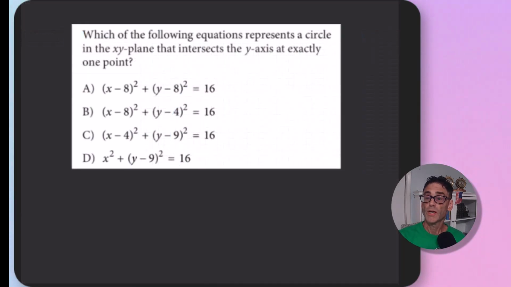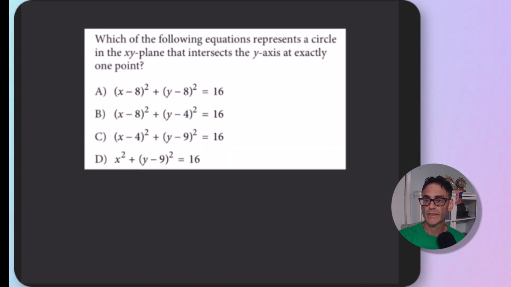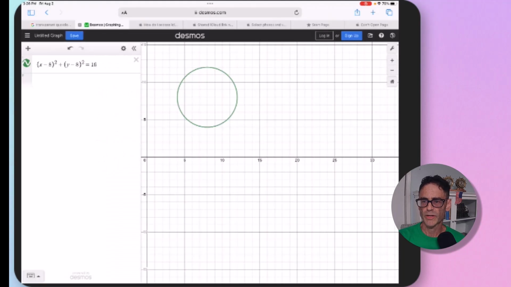Here's another one where I'm going to plug this into Desmos. Which of the following equations represents a circle in the xy-plane that intersects the y-axis at exactly 1 point? Notice they give you 4 equations. To visualize what hits the y-axis, I'm going to plug them in. It may seem like it's going to take a while, but it really doesn't. Notice how some of them are very similar, so I only have to change a little bit.